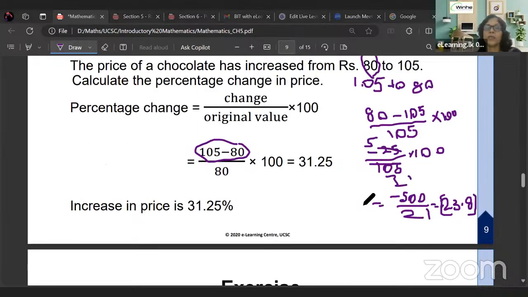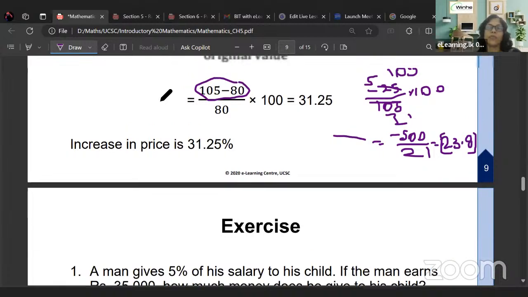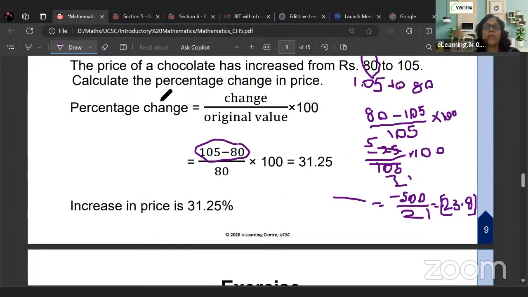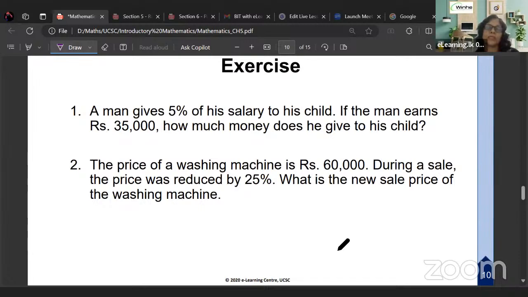Here you can see the answer is minus 23.8. Right? So if the percentage value is positive, then the price increased. If the percentage value is negative, that means the price decreased. Okay. Right. Now do these two exercises.